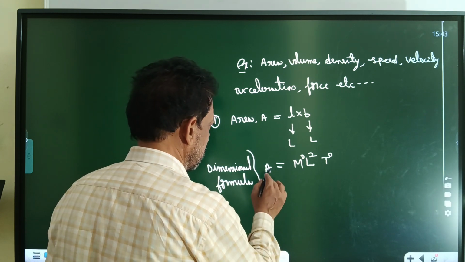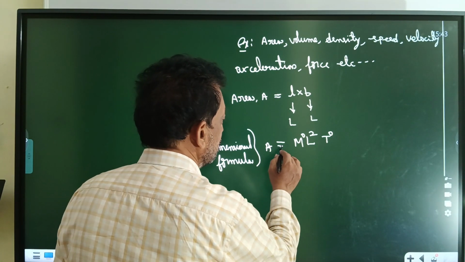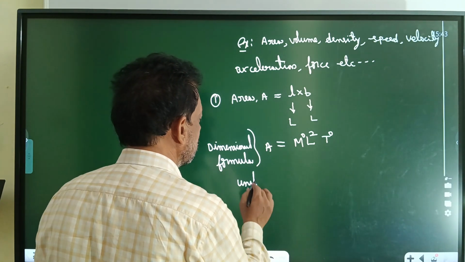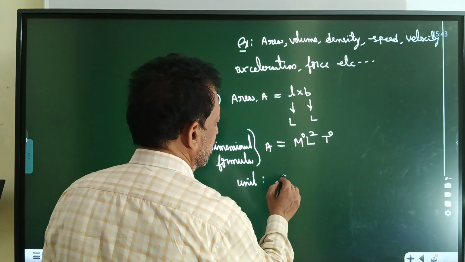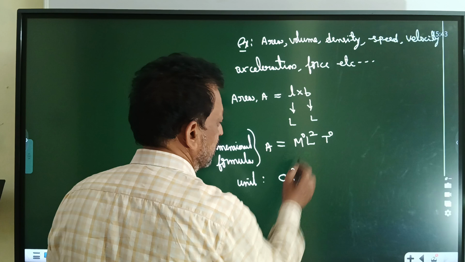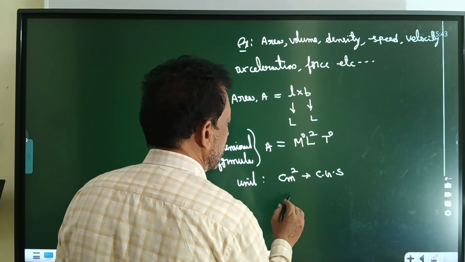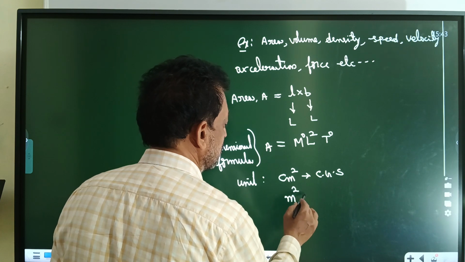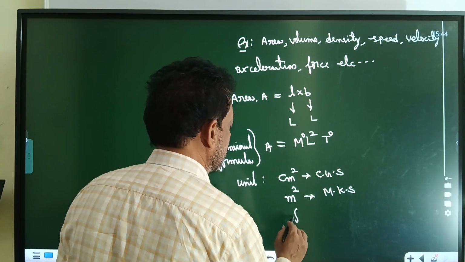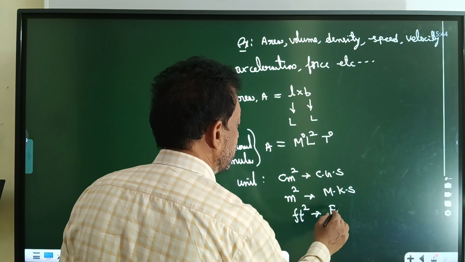Area. Okay. Now you are writing the unit. So unit writing. What is the unit you can write? In CGS system, centimeter square. In MKS system, meter square. In FPS system, foot square area. So we call it the FPS system.